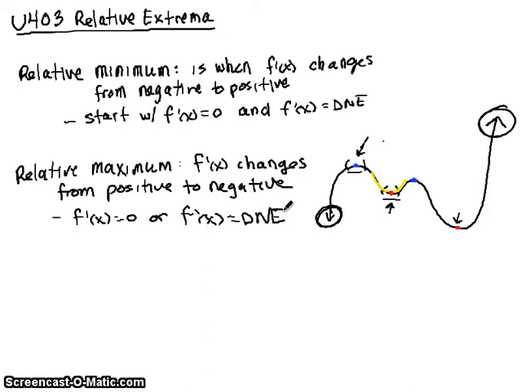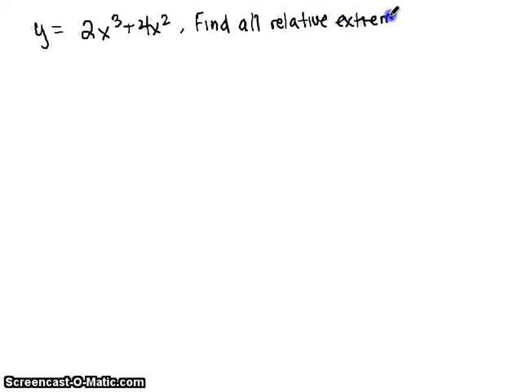There's another way that we can prove relative max and min that we'll talk about in a second using the second derivative test, but I want to start out with just using the first derivative test, using the first derivative to find out if my function changed from increasing to decreasing or decreasing to increasing. So let's think about the function y equals 2x cubed plus 4x squared. And let's find all relative extrema. So find the relative maximums, find the relative minimums.